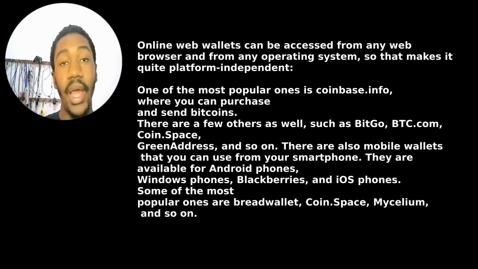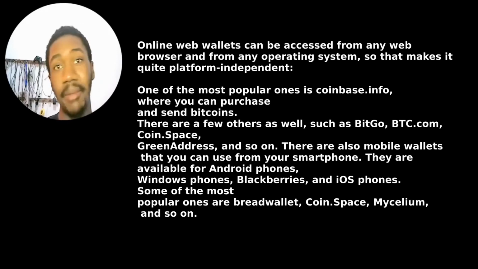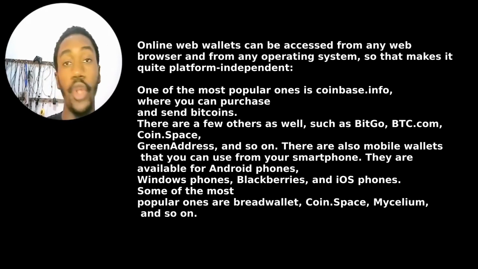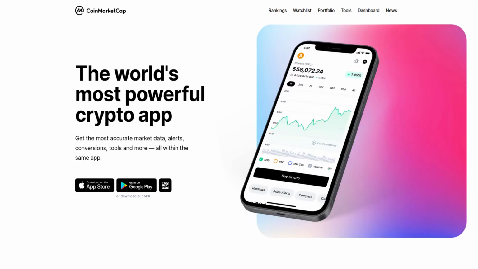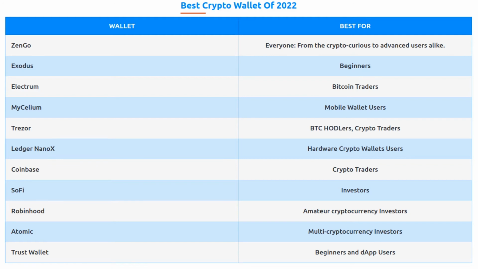There are a few others as well, like Binance, BitGo, BTC.com, Coinspace, Crypto.com, Green Address, and so on. There are also mobile wallets that you can use from your smartphone, like I said before, like MetaMask, like Trust Wallet, and many others. You also have Crypto.com that has its own mobile wallet. You have Exodus, I'm just citing the most popular ones, and you also have the CoinMarketCap wallet. They are available for Android phones, iOS phones, and anything that you can imagine, and they are very popular.